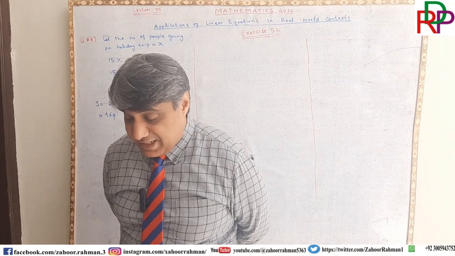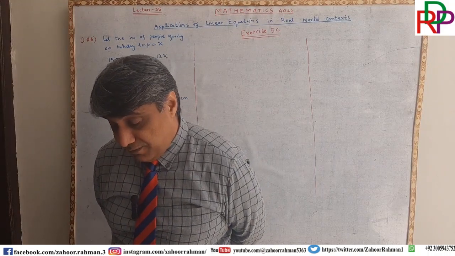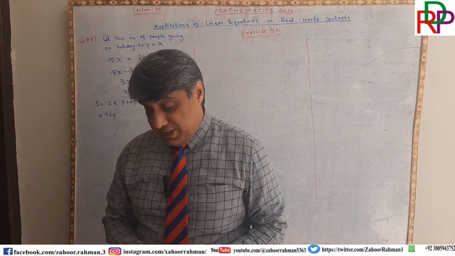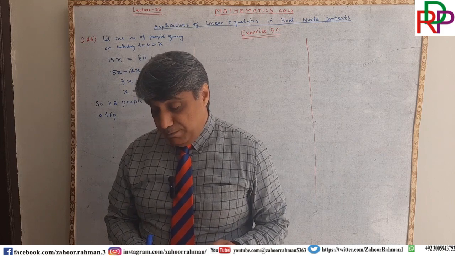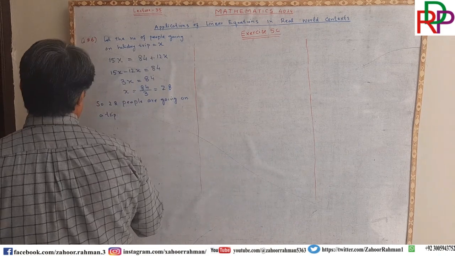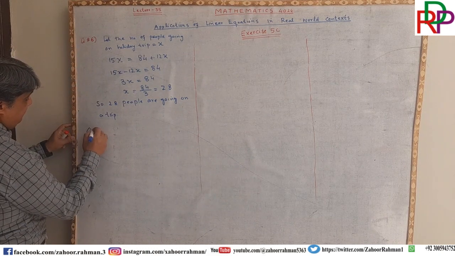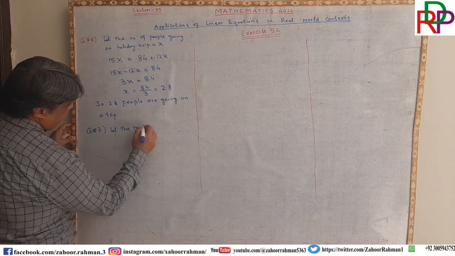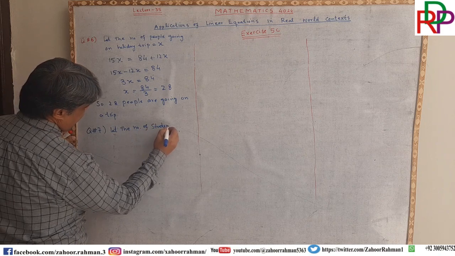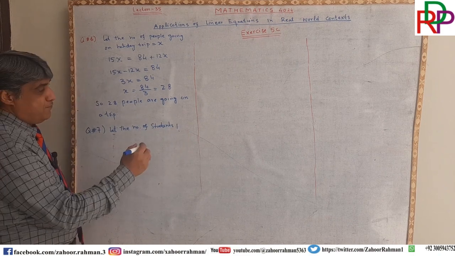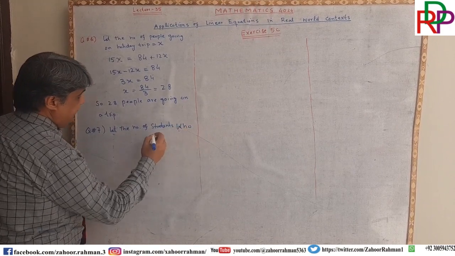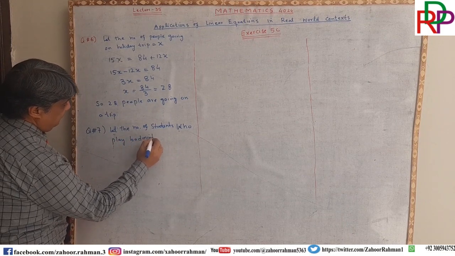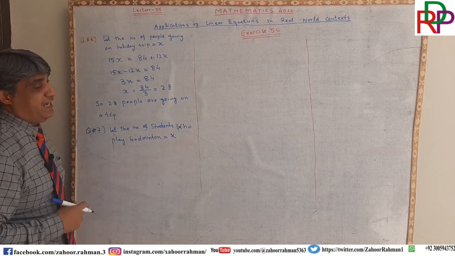The question is saying, in a school, the number of boys who play soccer is 3 times as much as the number of boys who play badminton. So let us start question number 7. And they are saying, let the number of students who play badminton is equal to x.